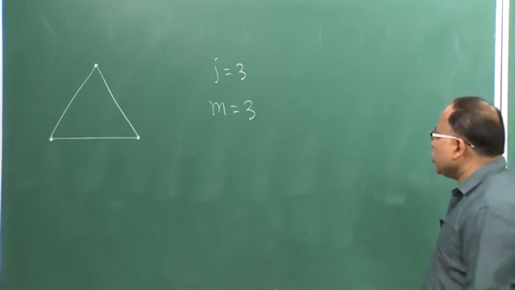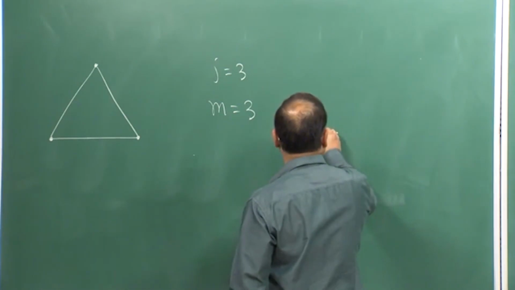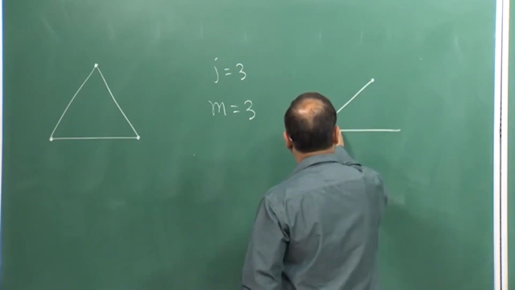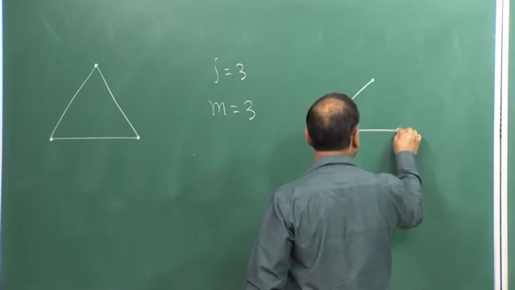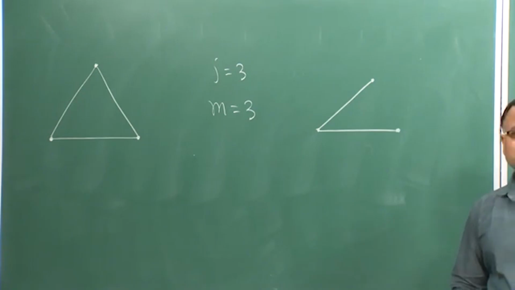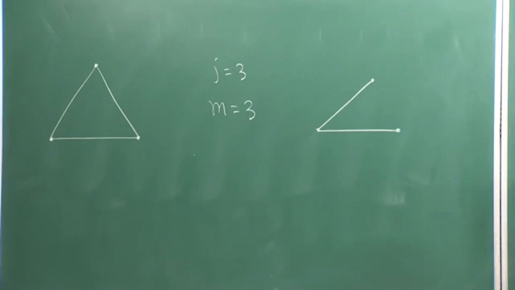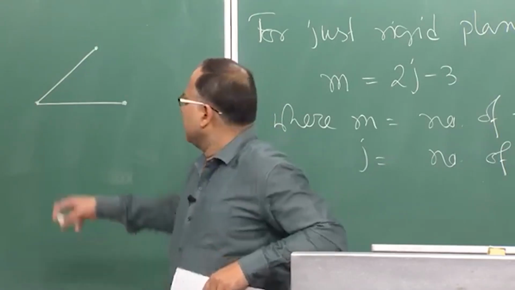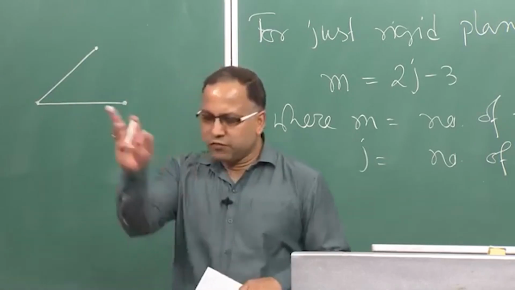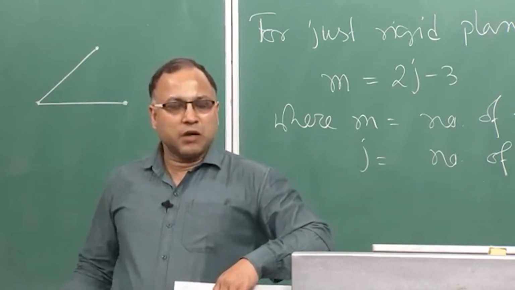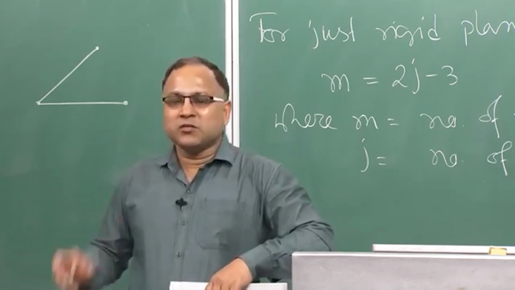Now, let us talk about 2 members. This is one member, this is another member. How many joints are there? 3. If you put it in this equation, then how many members should you get? 3, but you have only 2 members. Therefore, it cannot be the rigid structure. So, this is a check by which you can check the rigidity of the structure.